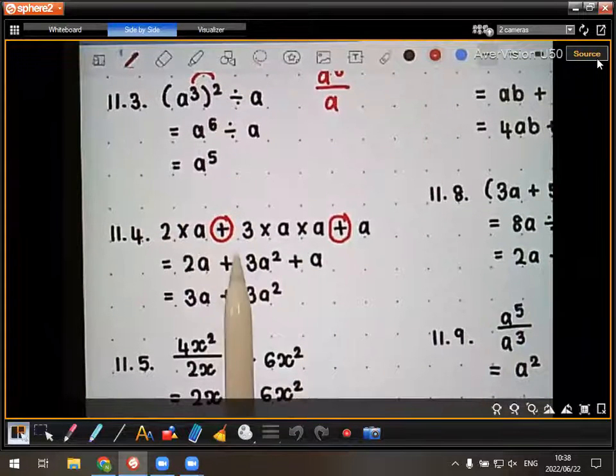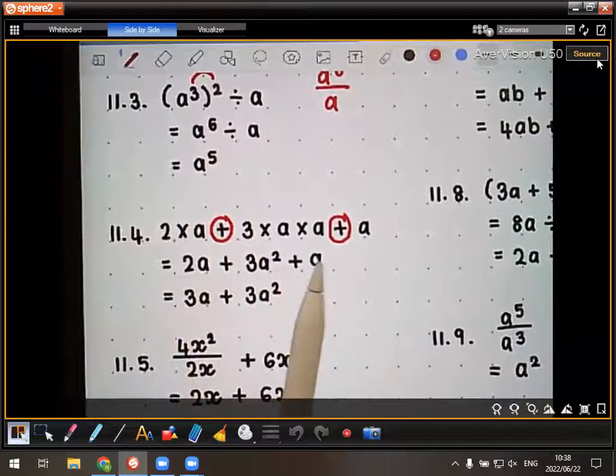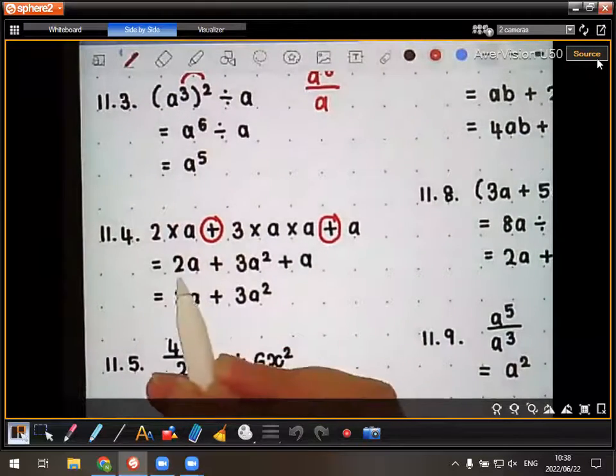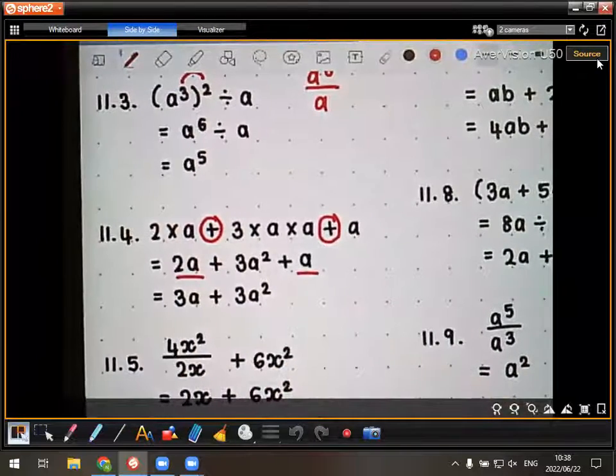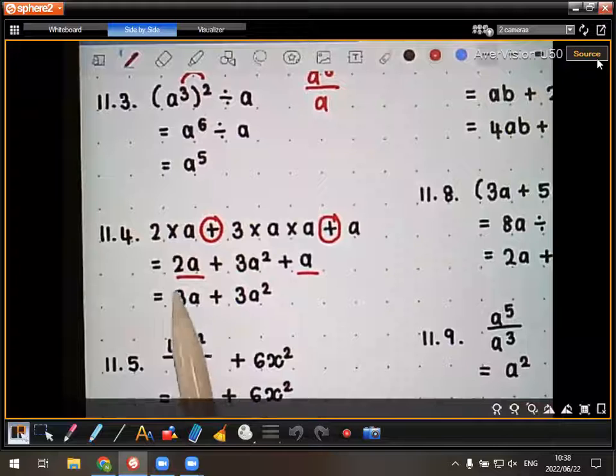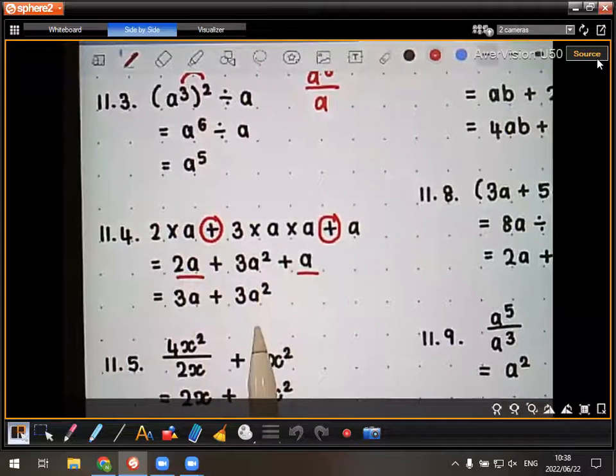All right, now we have 3 separate terms, but they are all simplified. There's no times and divide anymore, so now we can add them together. 2a and a are like terms. 2a plus a, I can add those together. That's 3a, and then we still have our plus 3a squared.